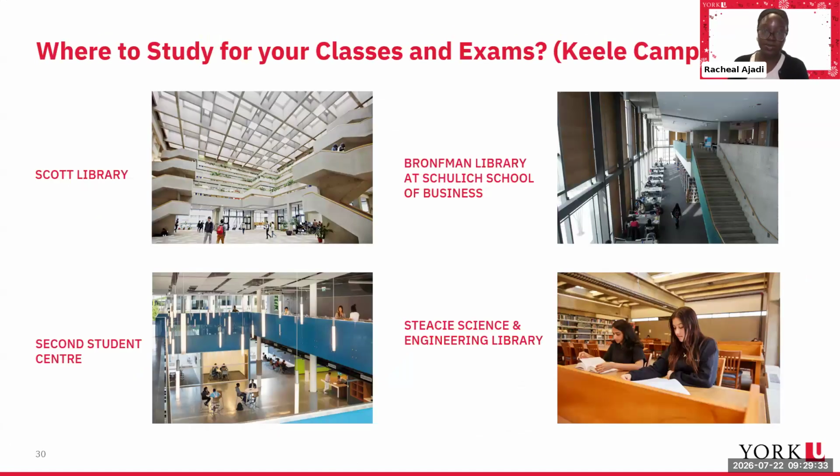Then for students at the Keele campus, there are many study spaces available for you. We have the Scott Library, the Bronfman Library at Schulich School of Business, the Second Student Center, and the Steacie Science and Engineering Library, are some of the examples that we have. My favorite is the Bronfman Library at Schulich, but it's up to you to try different spaces and see where you focus best. Some students prefer quieter library spaces, while some people also enjoy a more social environment. So try to visit more of those study spaces during your first 2 weeks of classes. And once exams and deadlines get busy, it's very helpful for you to already know where you study best.